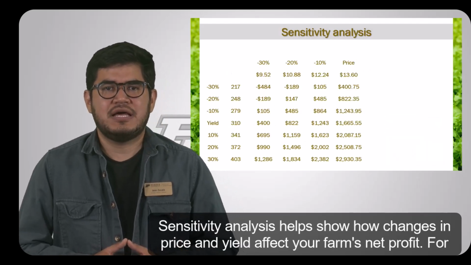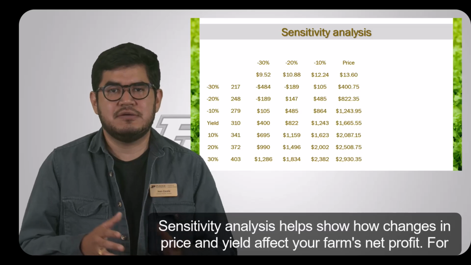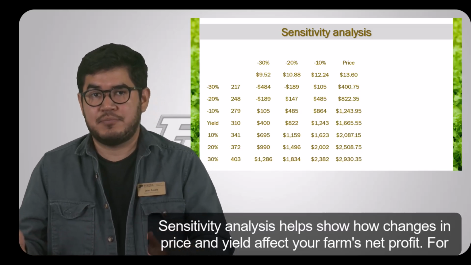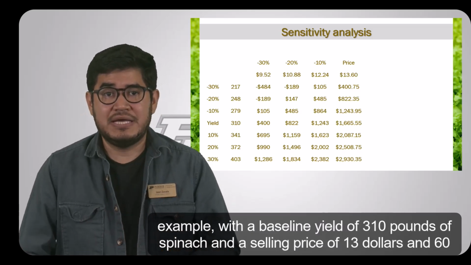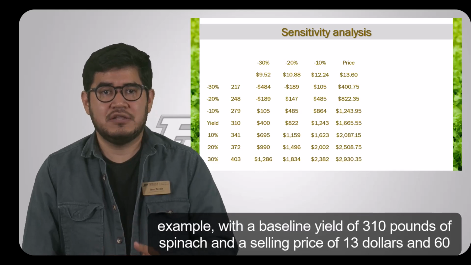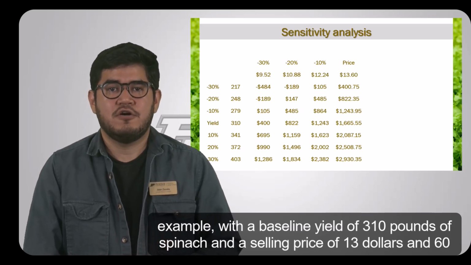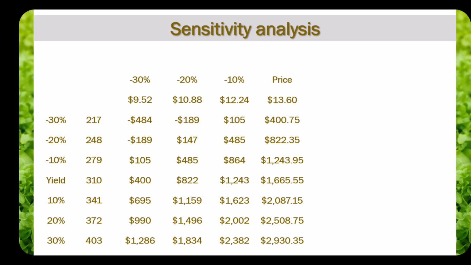Well, sensitivity analysis helps show how changes in price and yield affect your farm net profit. For example, with a baseline yield of 310 pounds of spinach and a selling price of $13.60, this farm's profit will be close to $1,700. Now, to understand what happens in different scenarios, we looked at two extreme scenarios.